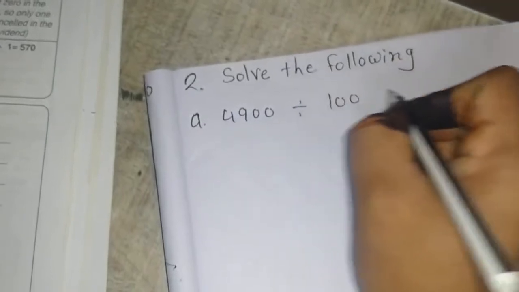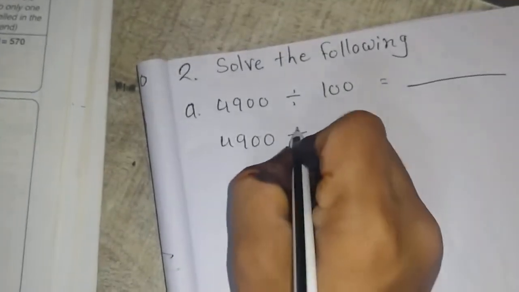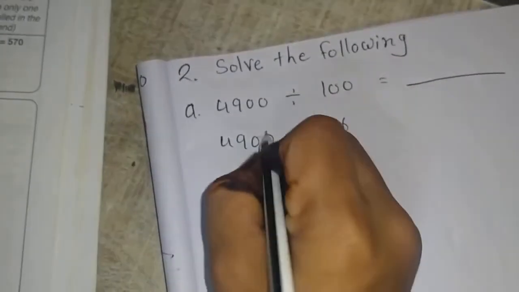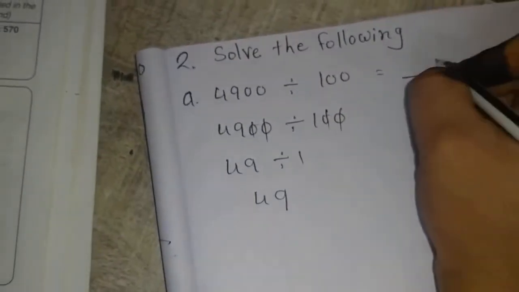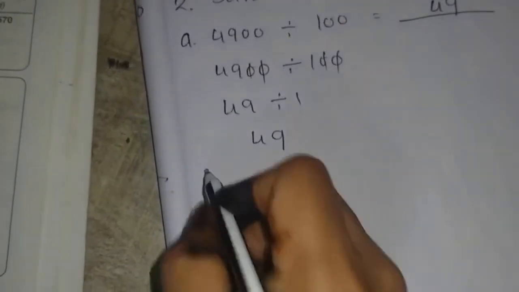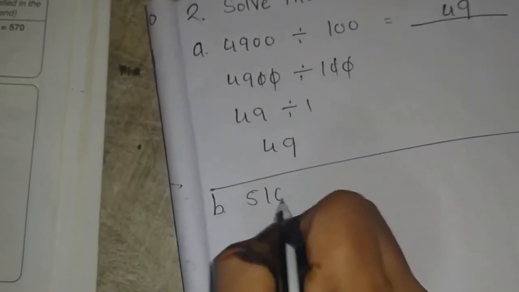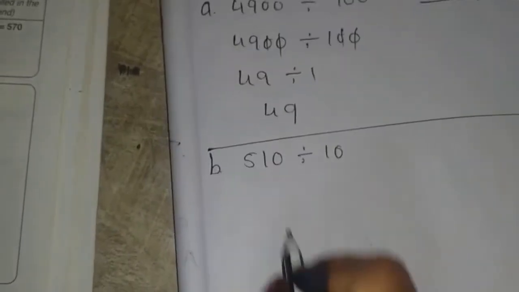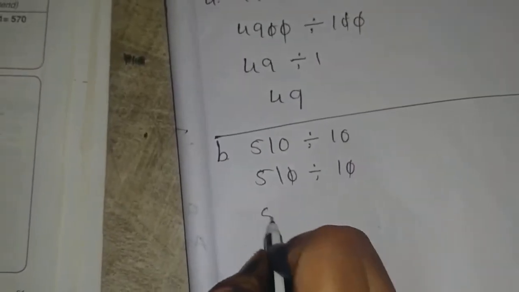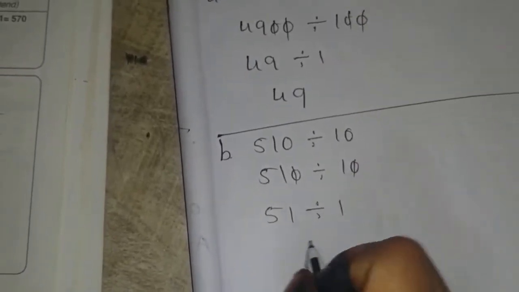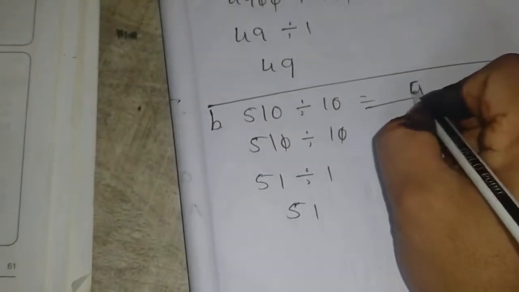In that, A1 question is 4,900 divided by 100. Here is a blank. So students, what we have to do? We have to cancel the 0s. So 49 divided by 1. So answer is 49. So here we have to write 49. B1 question, 510 divided by 10. So what we have to do? We have to write 510 divided by 10. We have to cancel the 0. So 51 divided by 1. So answer is 51. So here we have to write 51.